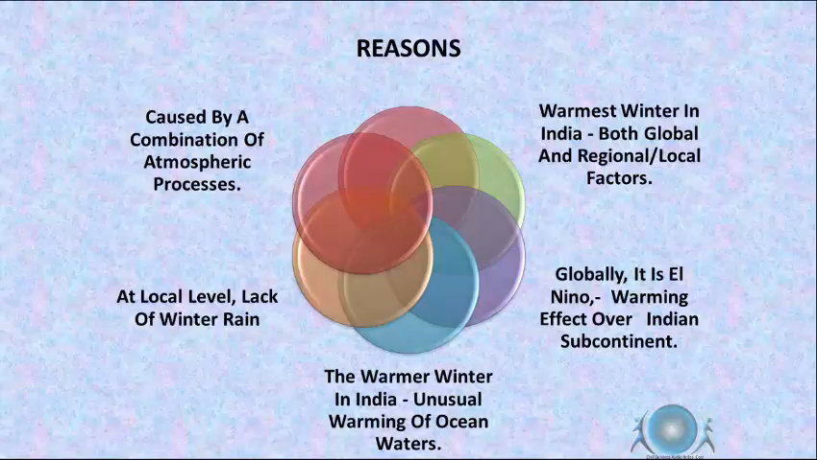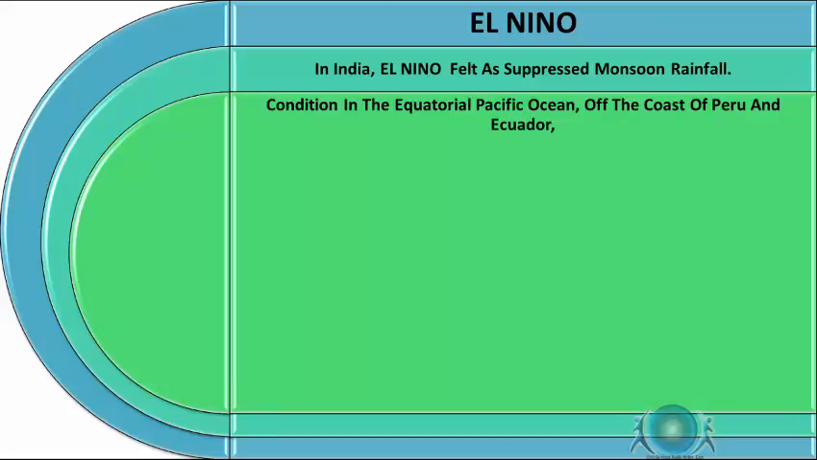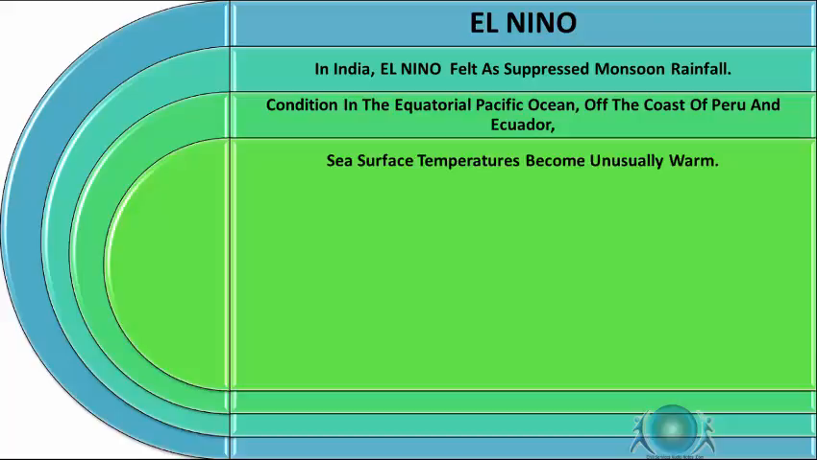Now let us see some details about the El Nino phenomenon. In India, the impact of El Nino is felt more as suppressed monsoon rainfall. El Nino basically refers to a condition in the equatorial Pacific Ocean, off the coast of Peru and Ecuador in South America. There, the sea surface temperatures become unusually warm.